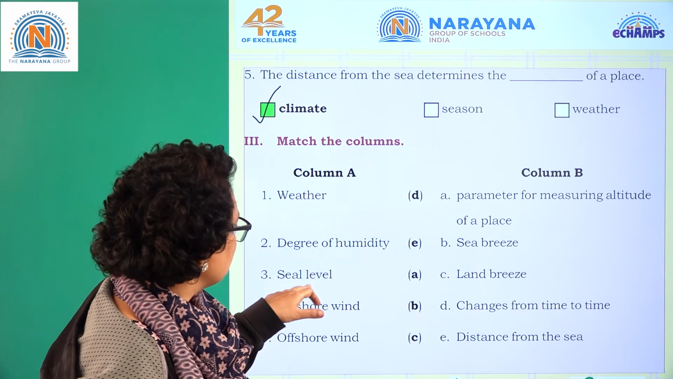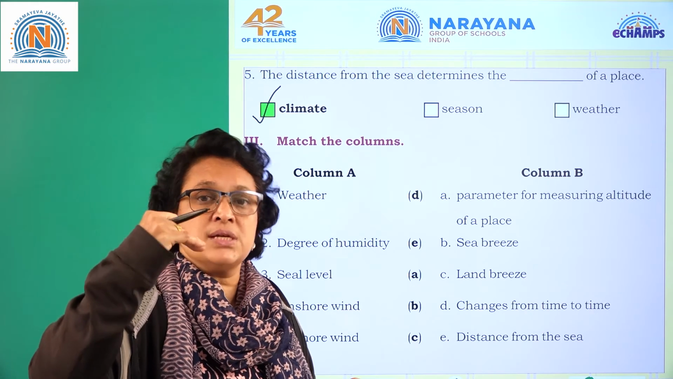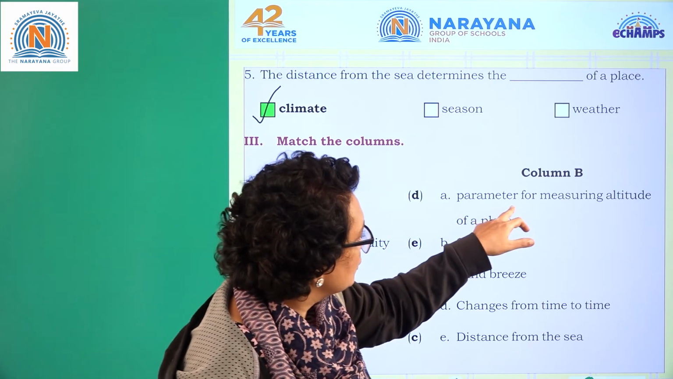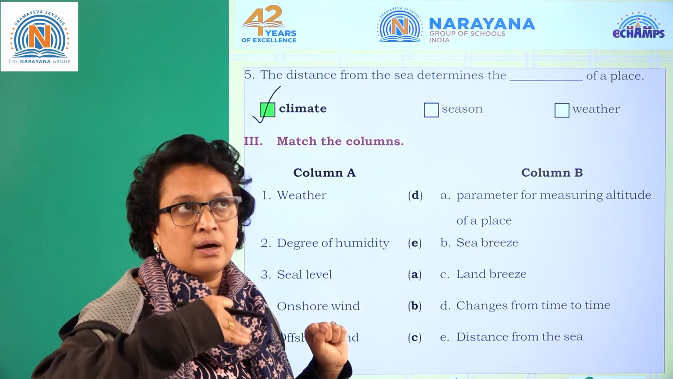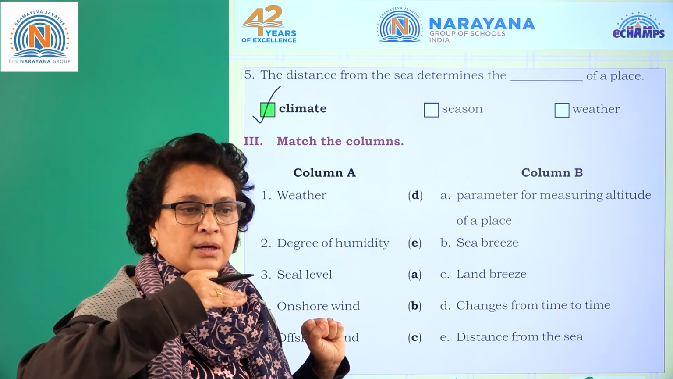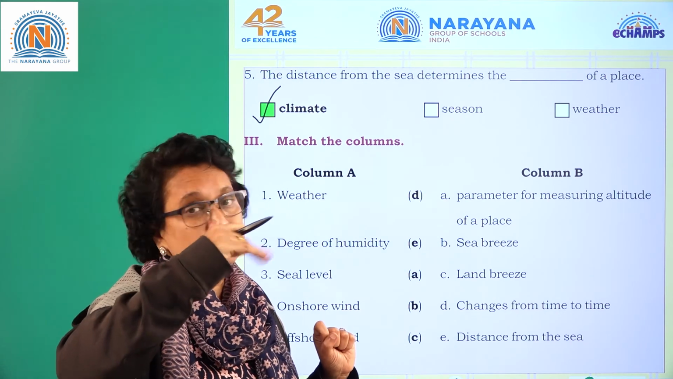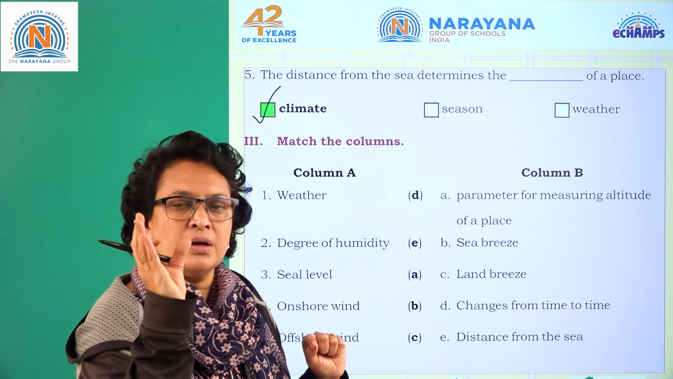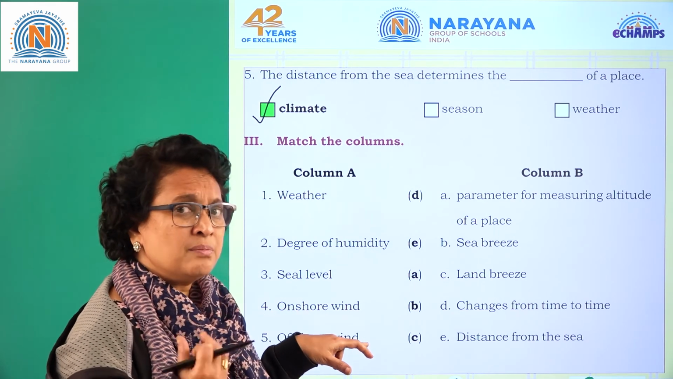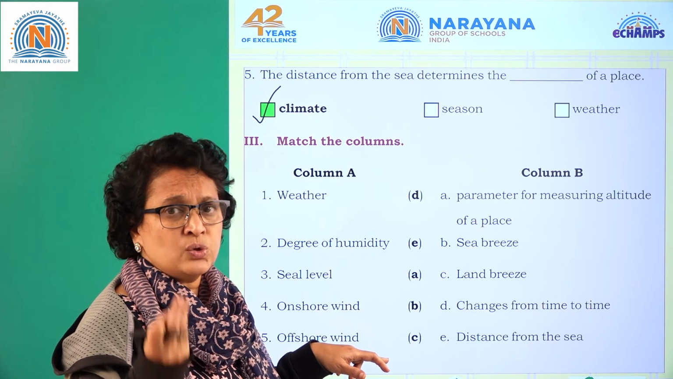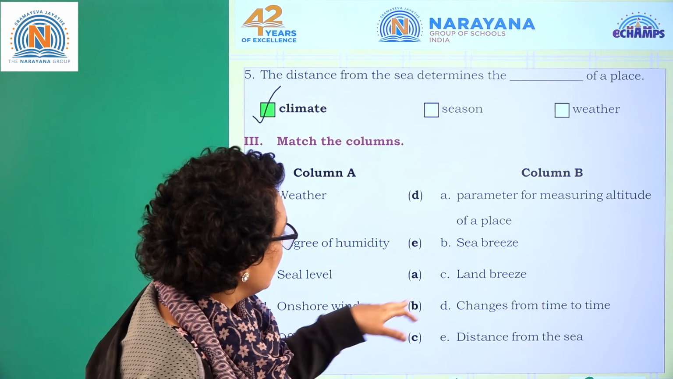Sea level is nothing but the reference from which we measure all altitudes and heights. So it is the parameter for measuring the altitude of a place. A is the answer. The altitude of Mount Everest from the mean sea level is 8,848 meters. Everything we measure from the mean sea level. Onshore wind is the wind which travels from sea to land. So B is the answer. Offshore wind is from land to sea.